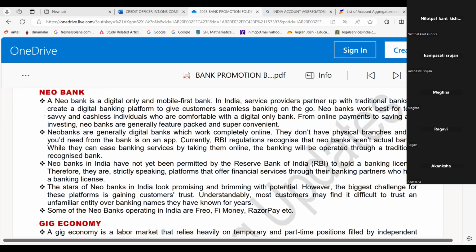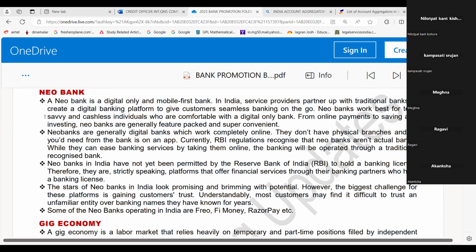What is Neobank? A neobank is a digital-only and mobile-first bank in India. Service providers partner up with traditional banks to create a digital banking platform to give customers seamless banking on the go. Neobanks work best for tech-savvy and cashless individuals who are comfortable with a digital-only bank. From online payments to saving and investing, neobanks are generally feature-packed and super convenient. Neobanks are generally digital banks which work completely online. They don't have physical branches, and all you need from the bank is an app.